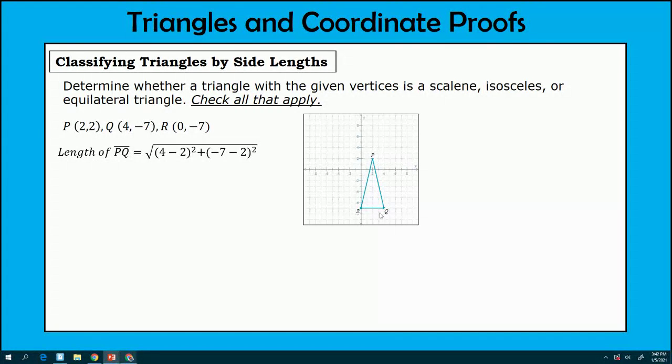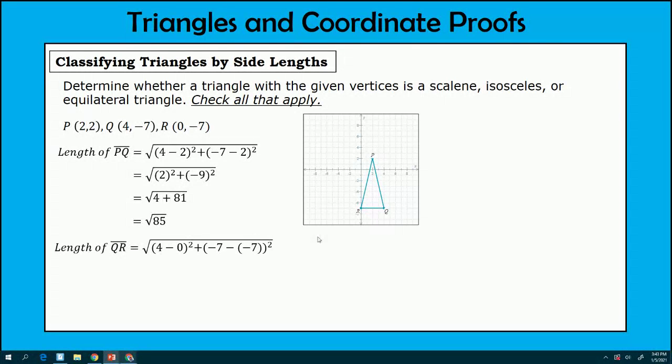The distance from P to Q is the difference of the x coordinates, 4 minus 2, squared, plus the difference in the y's, -7 minus 2, squared. Okay. So if I do the simplifications and do the math, the length of PQ is the square root of 85. You don't need to find this as a decimal. Just leave it like that. It's the square root of 85. Okay. So I got that one.